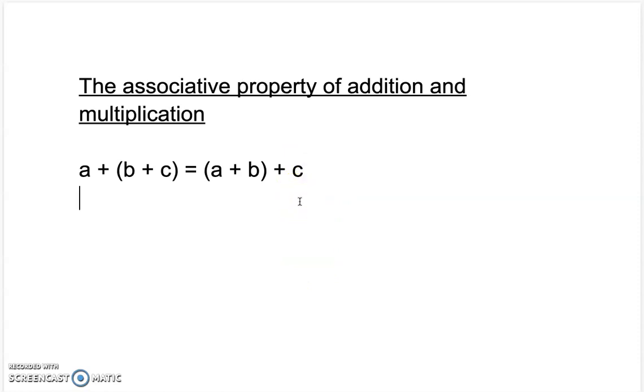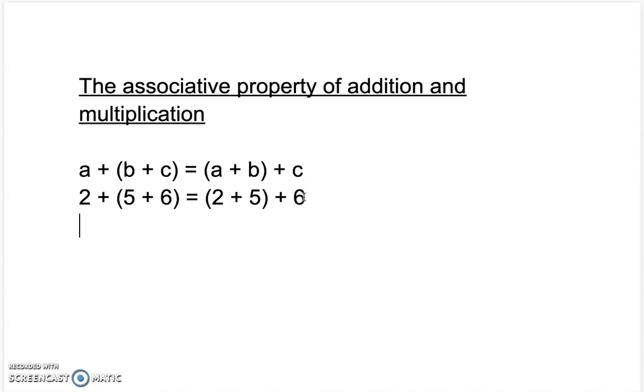So let's give an example of this property. Let's use three numbers: 2, 5, and 6. So (2 + 5) + 6 should be the same thing as 2 + (5 + 6). That is based on the associative property.